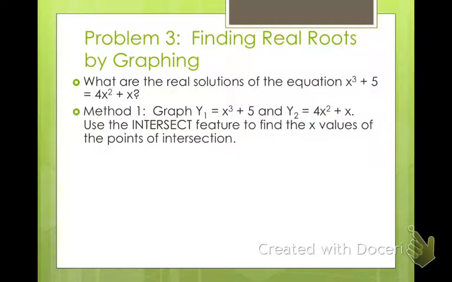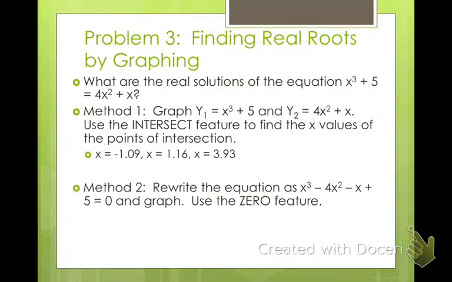Hit graph, second calc, and it's number 5 is your intersect, and you just have to do each line and then look for all the places where they cross. And I got negative 1.09, 1.16, and 3.93. So make sure you're looking for all the solutions. There should be up to 3 solutions because we have a cubic.